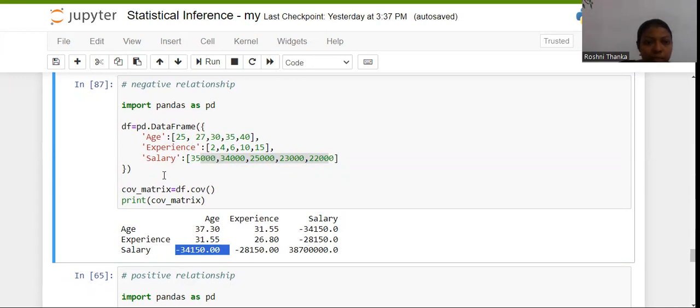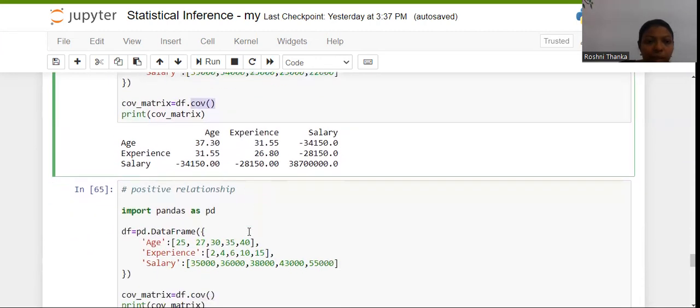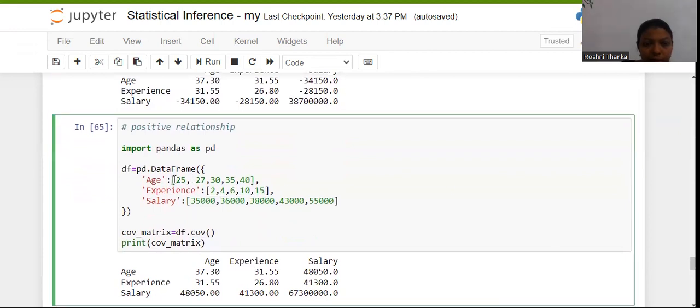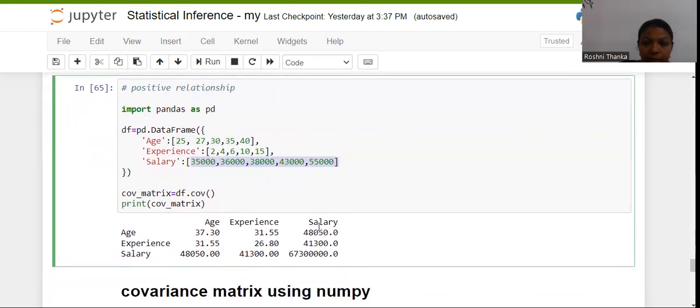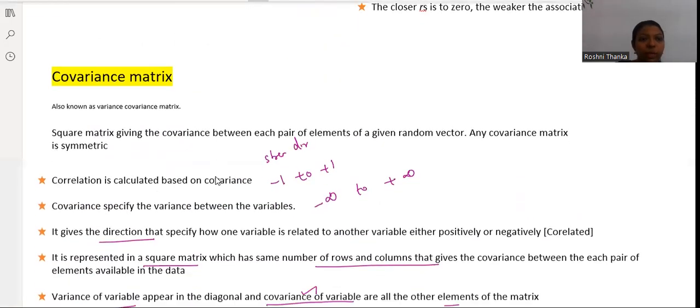That is calculated by the data frame dot covariance function, which helps us get the covariance of all these values. And for the positive correlation, I have given the values so that as the age increases, the salary is also increasing. So I get a positive value here. We can say it is a positive relationship. So that is about the covariance matrix.